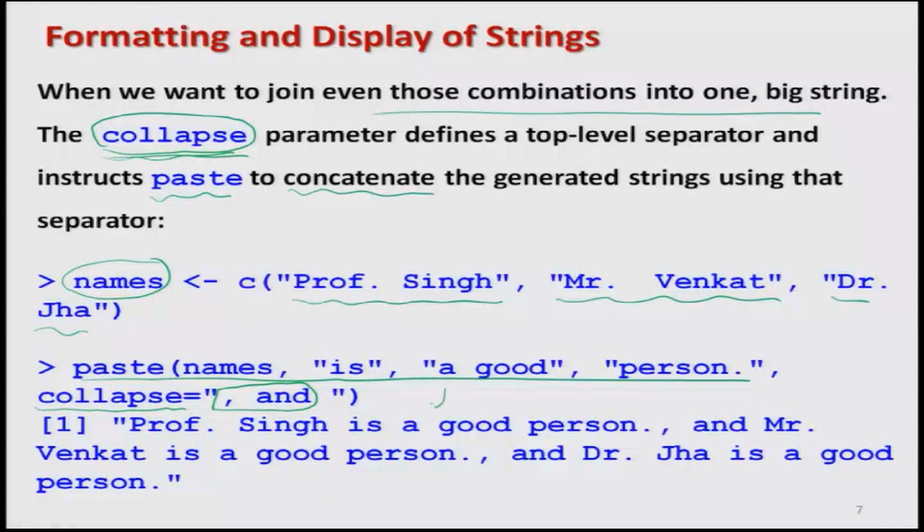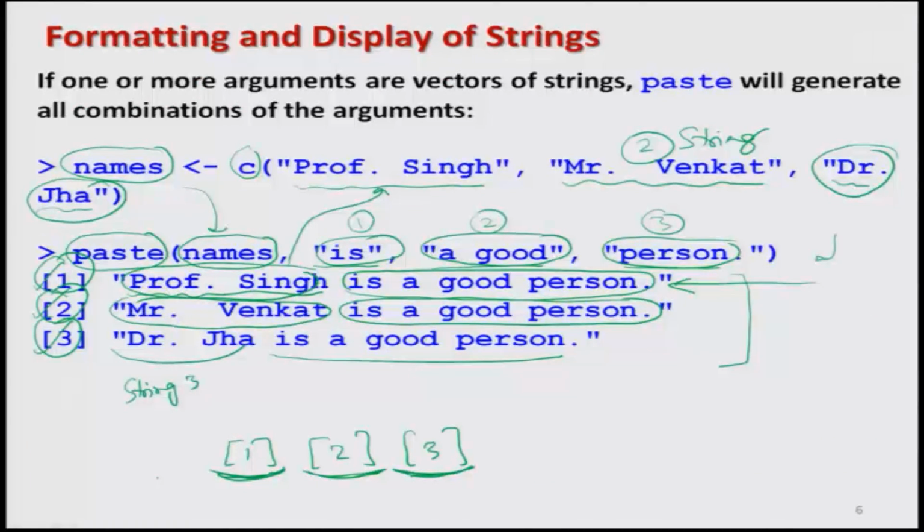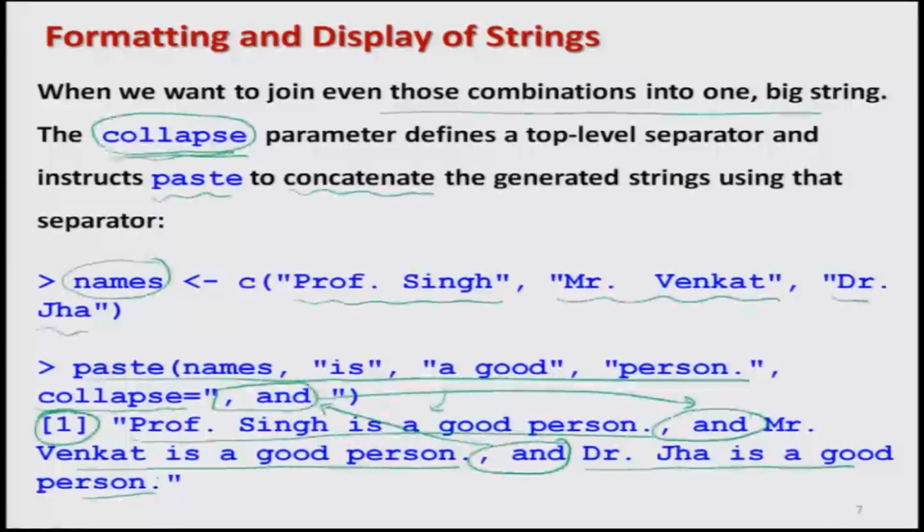Now, once you do this, you will get this type of outcome. You can see there is only one line: Professor Singh is a good person and this comma is coming from this collapse. Mr. Venkat is a good person, then comma, and this is again coming from this separator. Dr. Jha is a good person. So, you can see the difference between the earlier outcome where you had 3 lines and now you have 1 line. Let us see the outcome in the R console.